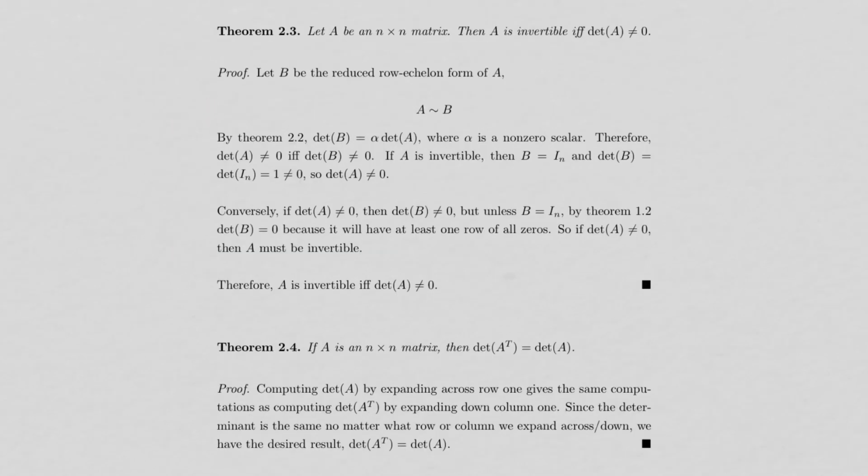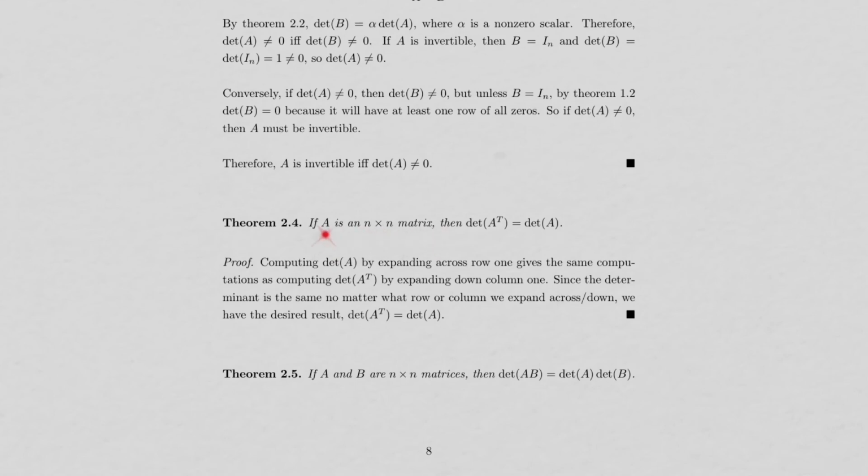The proof is pretty straightforward. I won't go through the details for the sake of time. I'll just point out that this is an if and only if statement. So we have to prove both directions. We have to prove if A is invertible, then the determinant of A is not equal to 0. We also have to prove if the determinant of A is not equal to 0, then A is invertible.